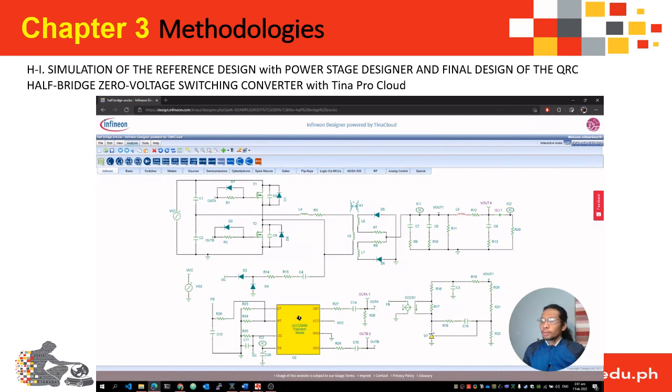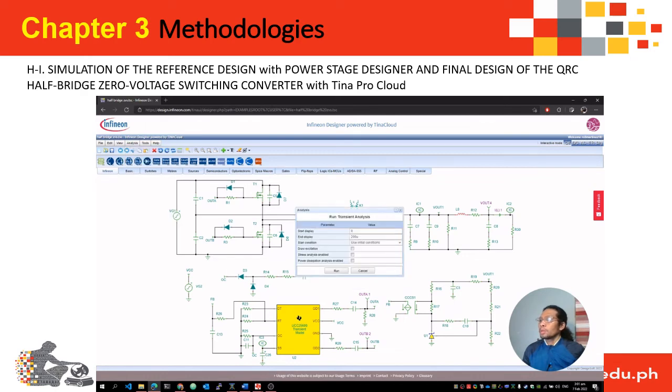So using the transient method or the transient simulation, we are going to use 200 microseconds since this simulation will take a long time for the output to generate. In Tina Cloud Pro, we are going to use a smaller time scale.